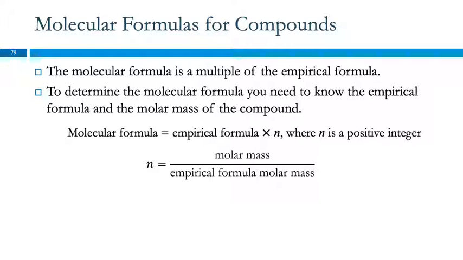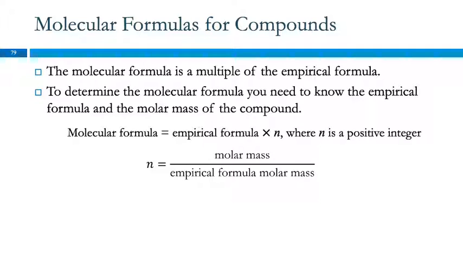We take the molar mass of the actual compound. That has to be given to us. And we're going to divide it by the mass of the empirical formula, because we want to know how many times the empirical formula fits into the molecular formula. That gives us n, and we multiply all the subscripts by n.